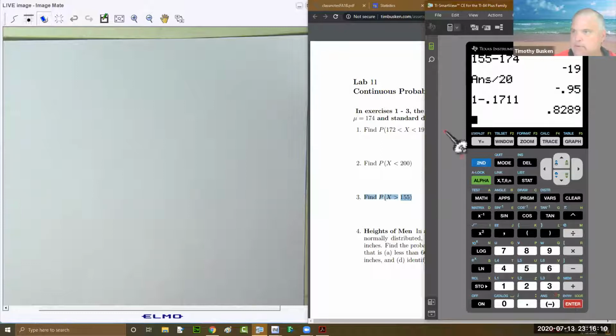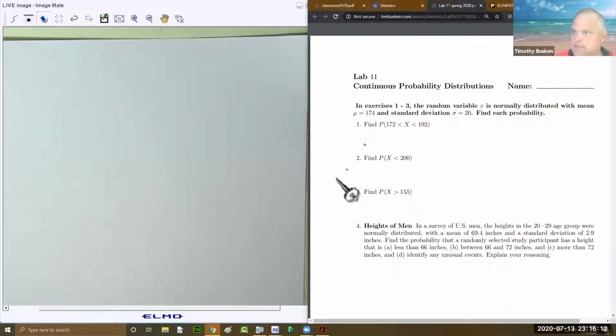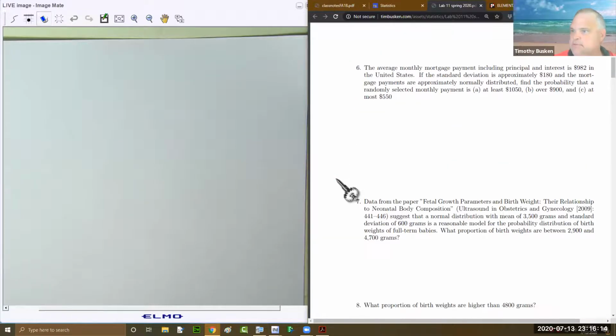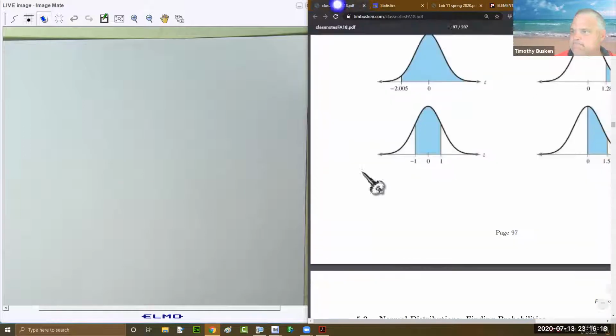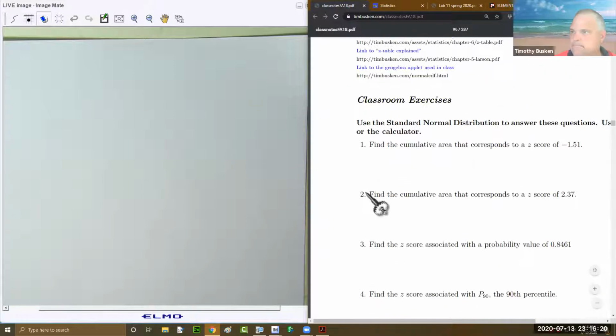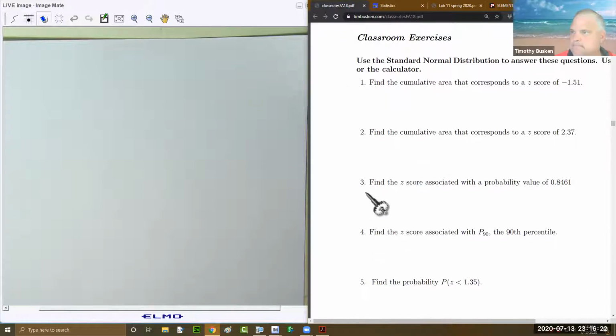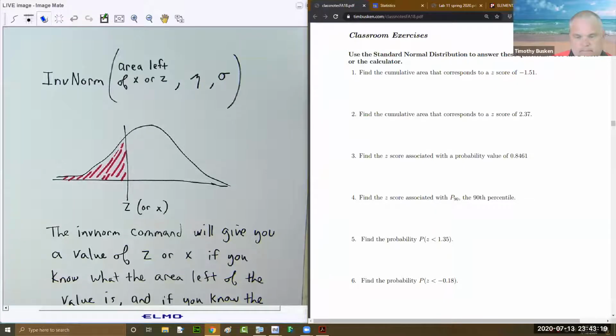So before I slide off of the standard normal distribution, let's do a couple more problems with the standard normal distribution. Okay, so now I'm going to show you the inverse norm command on the calculator, what it's used for, and typical questions that might ask you to use it.